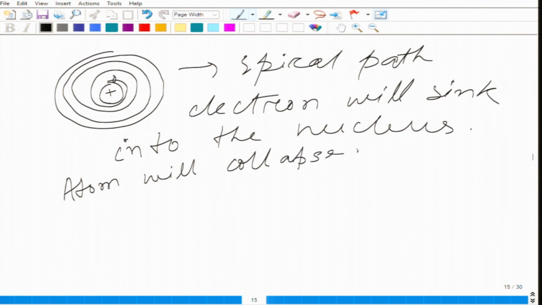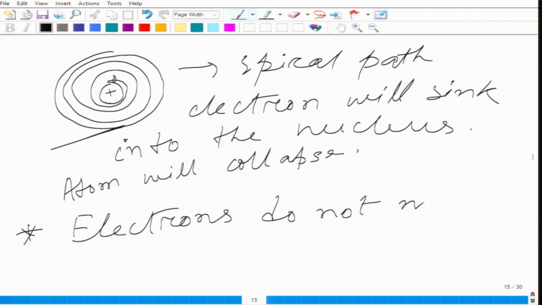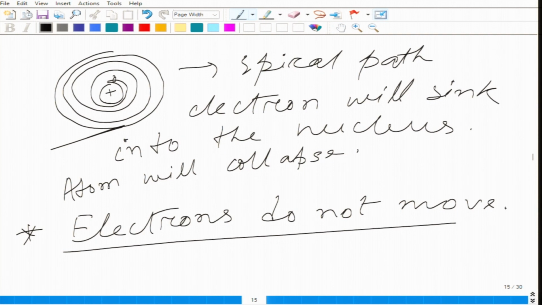So at this point Rutherford's atomic theory failed to prove this. Another point was, now the question may arise: if the movement of electrons is the problem, that is, acceleration of the electrons is the problem, so why don't we consider electrons to be constant? Like if the electrons do not move, it is the assumption. If electrons do not move, then apparently this problem will be solved.